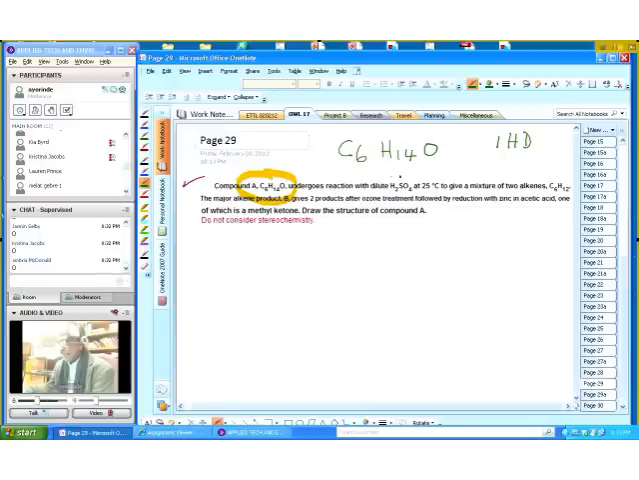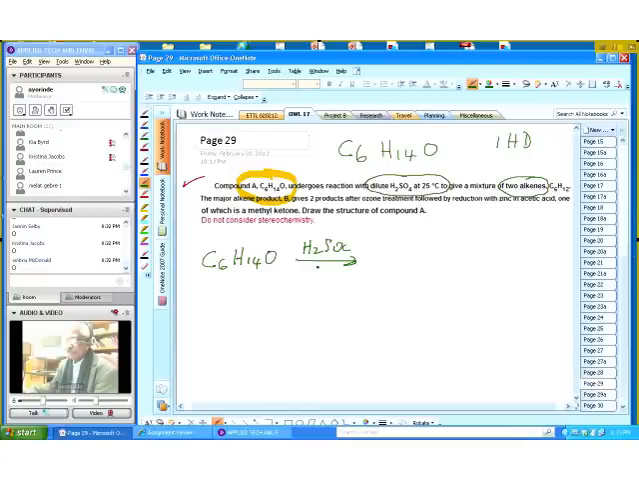Of course, they also told us that it reacts with dilute sulfuric acid, and then they also tell us it gives two alkenes. So they've already told you that this molecule is an alcohol. So let us do the reaction. C6H14 oxygen with dilute acid. They say you get two compounds, C6H12. This is an alkene, and the alkene that you get, two isomers.